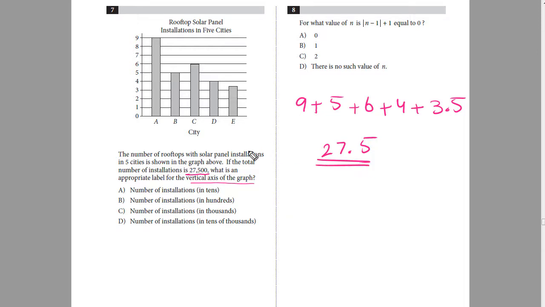27.5. Now we can see the total installations are 27,500. So if we multiply 27.5 with 1000, we would get 27,500 as total. So that's why we will say that in the vertical axis, the label should be in thousands, like 1000, 2000, 3000, 4000 up till 9000. Now let's check the options. Number of installations in tens, no. Number of installations in hundreds, no. Number of installations in thousands, correct. Number of installations in tens of thousands, no, that is a very huge number, so this would be incorrect. So the correct option would be option C.